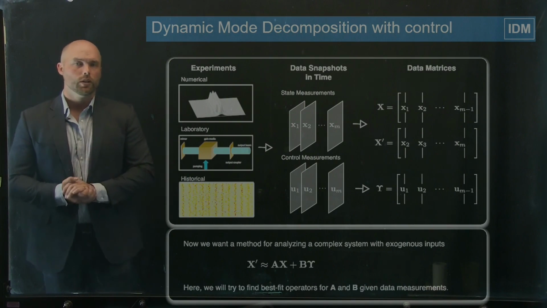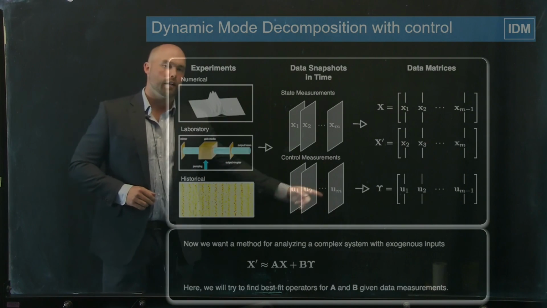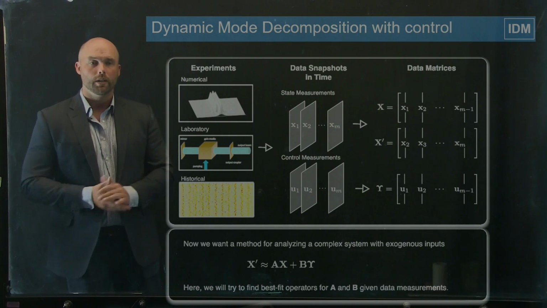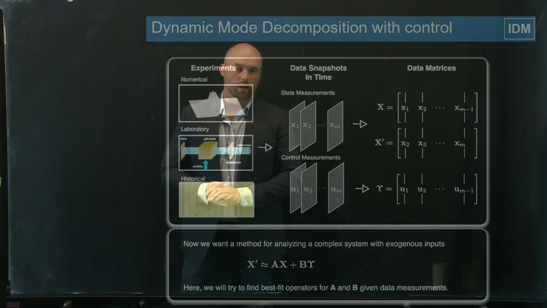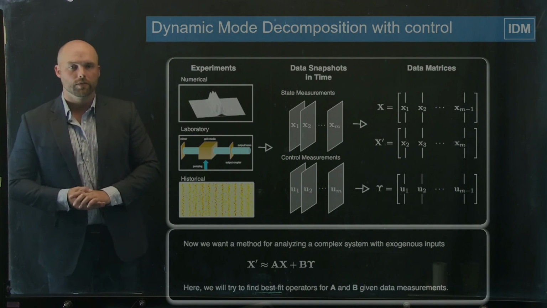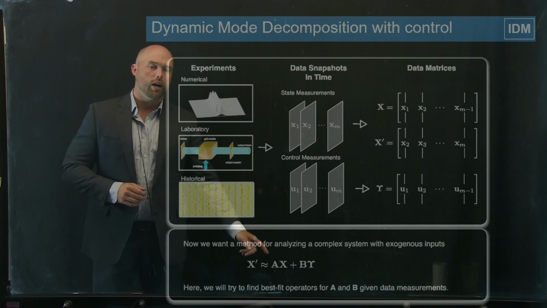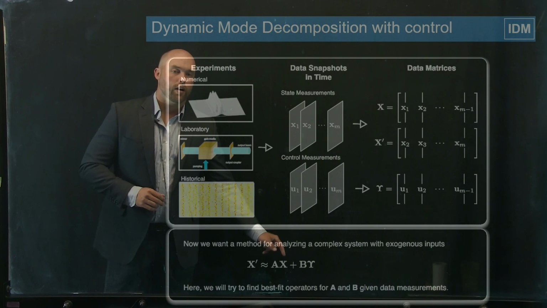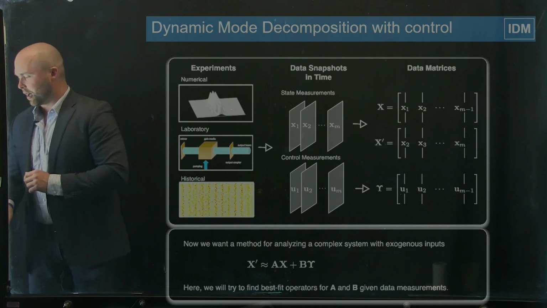So this leads to a slightly different interpretation of the data, and that is now including a set of snapshot measurements of your inputs or your control. And again, we vectorize those inputs into a matrix Upsilon, and we want to find a method for analyzing this complex system with exogenous inputs that now finds two operators, or best fit operators, A and B, which now tell us how X evolves to X prime in the natural dynamics, as well as how Upsilon affects this system through this operator B.